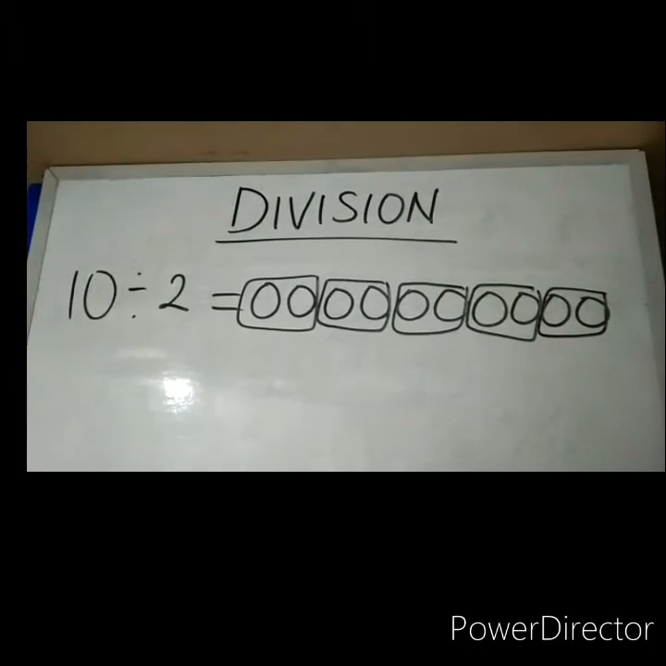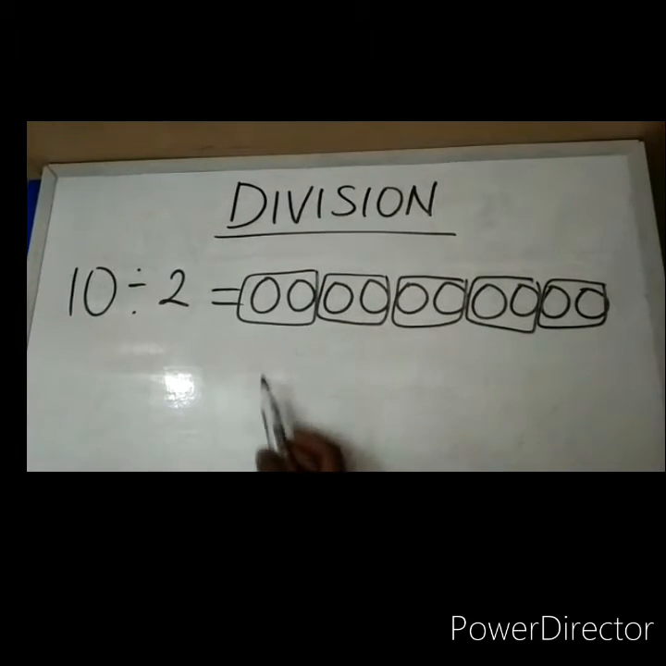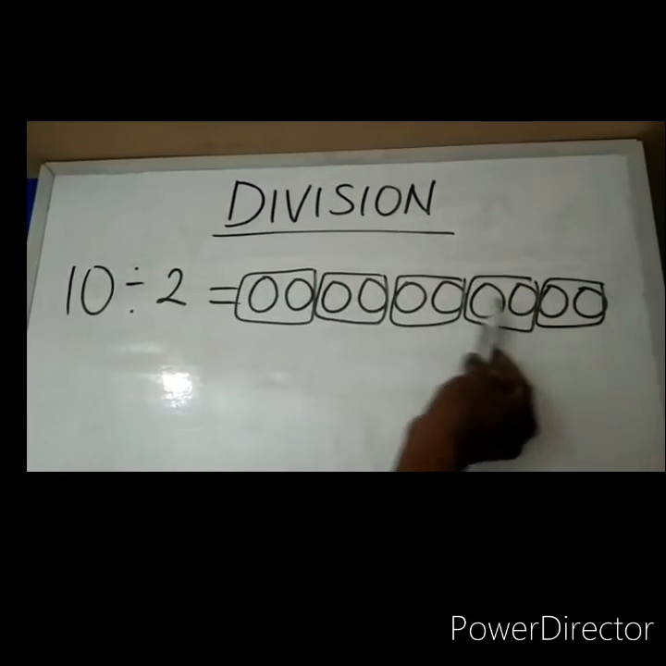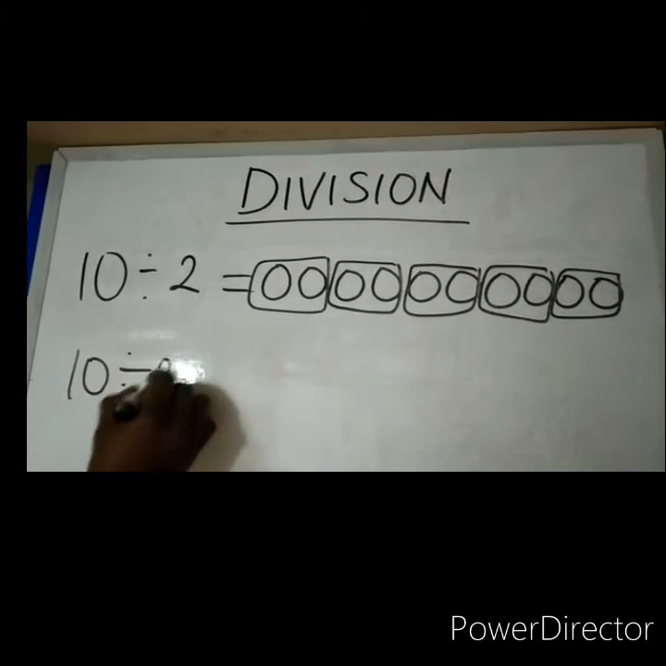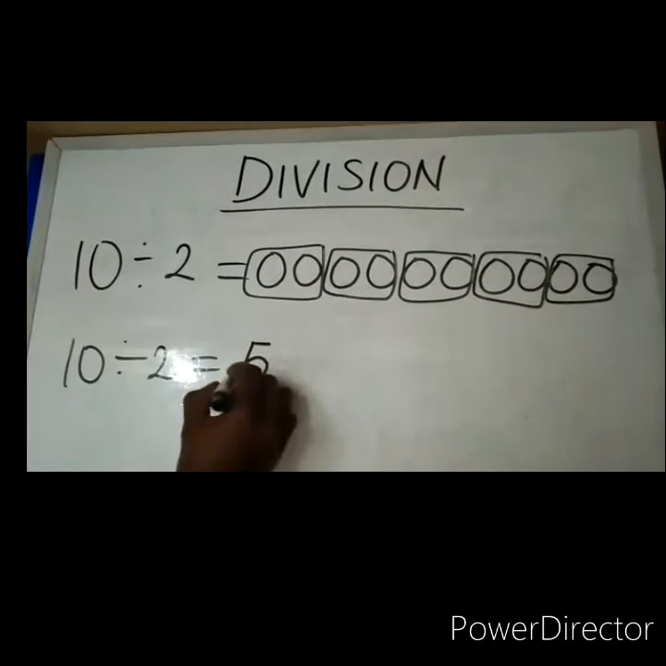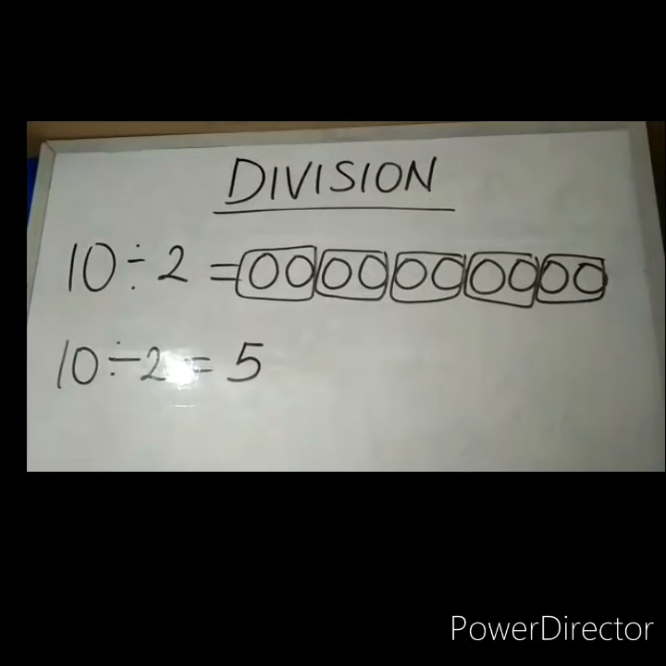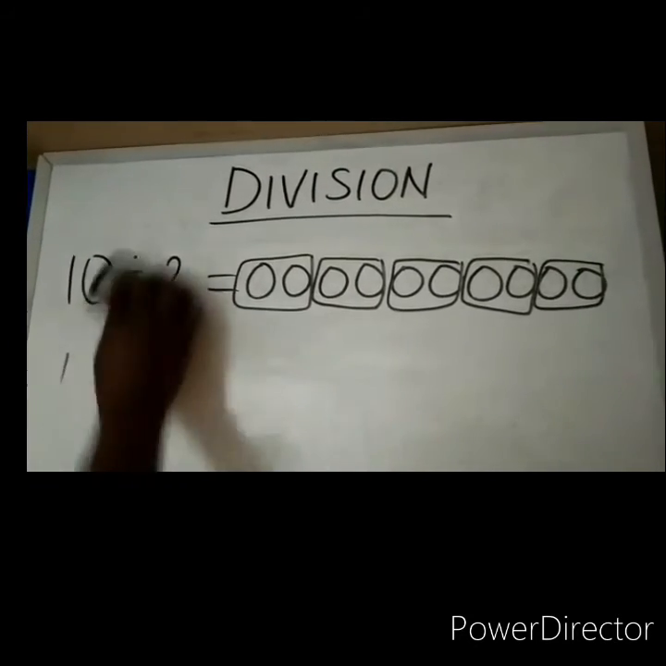So now let's count how many groups of 2s we have in 10. 1, 2, 3, 4, 5. So that means 10 divided by 2 is equal to 5. So let's quickly see another example.